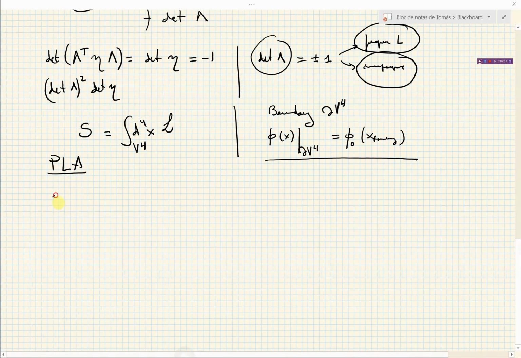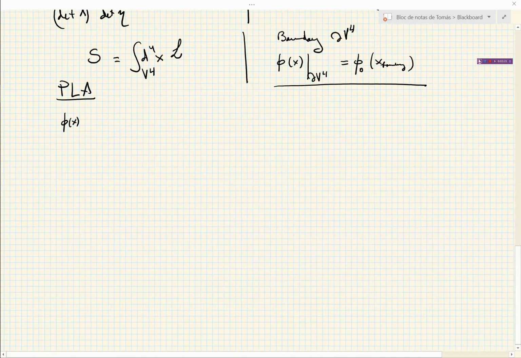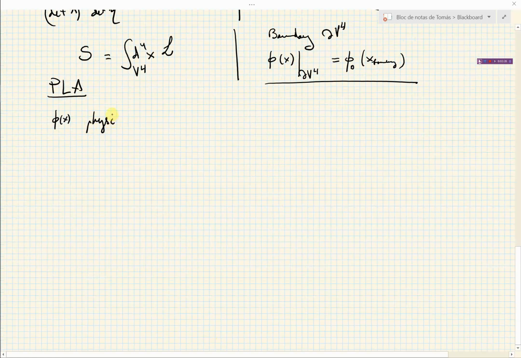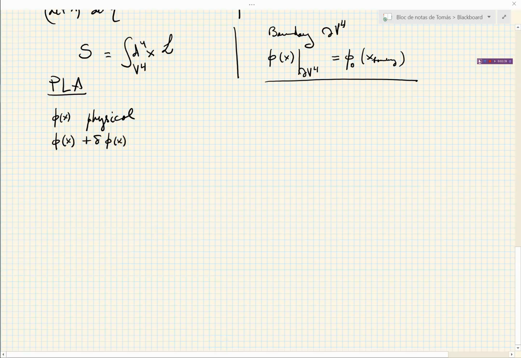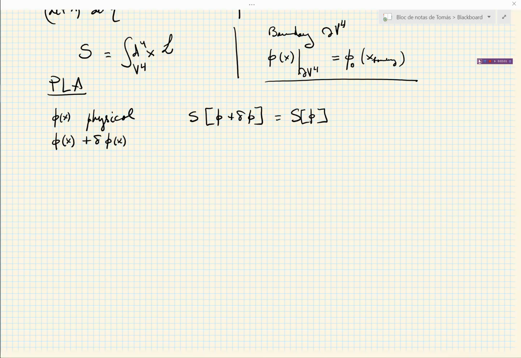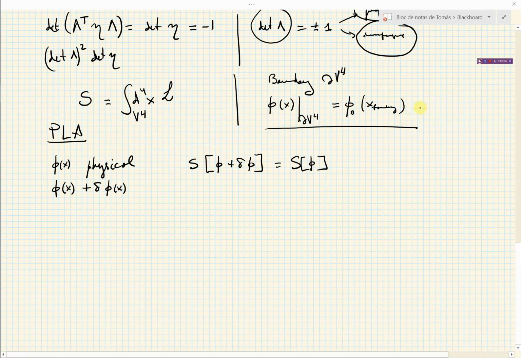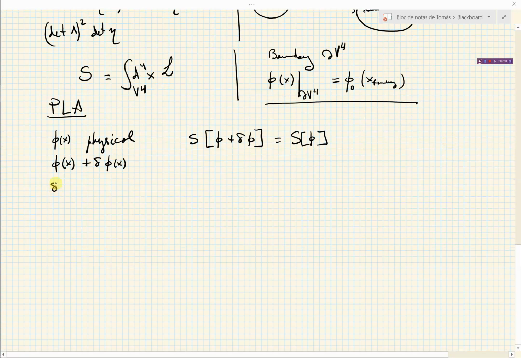So if phi of x is this physical configuration that we want to find, when we consider other configurations which are close to it, so they differ by some small piece delta phi of x, the idea is that this action will remain invariant, at least to first order. Okay, this delta phi of x, because this modified configuration must still be one of the ones that satisfy the boundary condition that we have imposed on all of them. This means that this delta phi on the boundary must vanish. So this is the boundary condition that the delta has to satisfy.